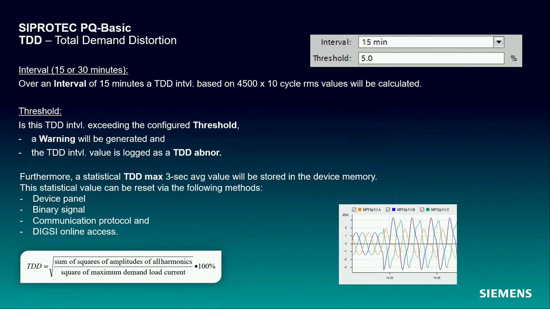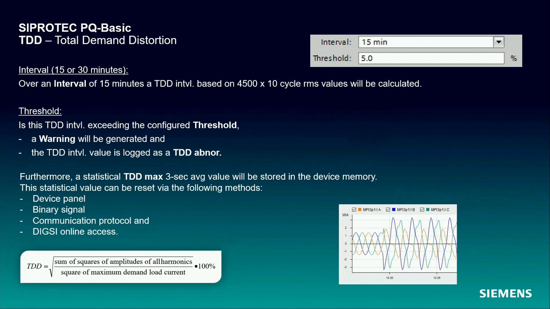From an evaluation perspective, the TDD will be handled like the THD. When an average value exceeds the threshold value, a warning will be generated and the violated values are logged as TDD abnormal. So possible intervals at THD were 1 or 10 minutes. At TDD, the interval can be set to 15 or 30 minutes. The calculation is slightly different.